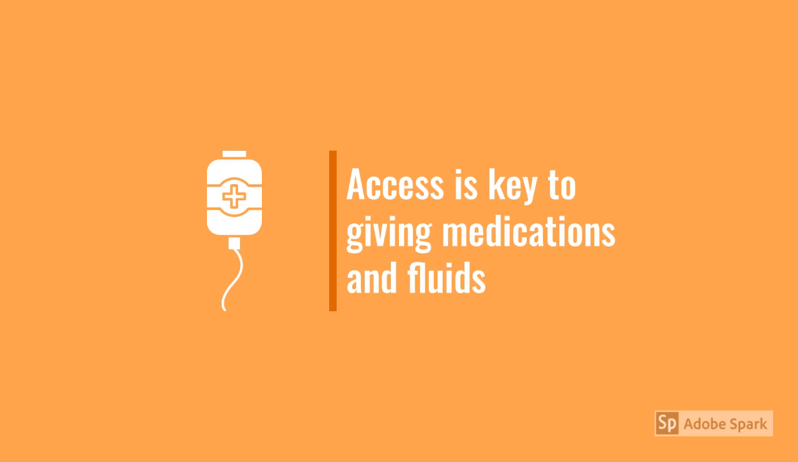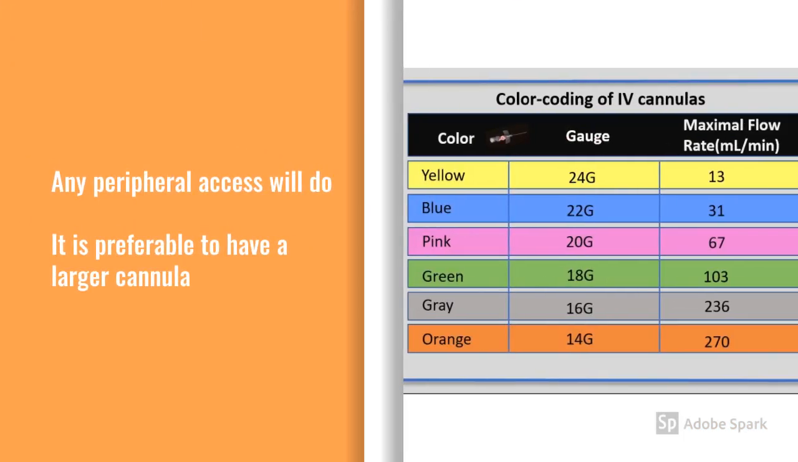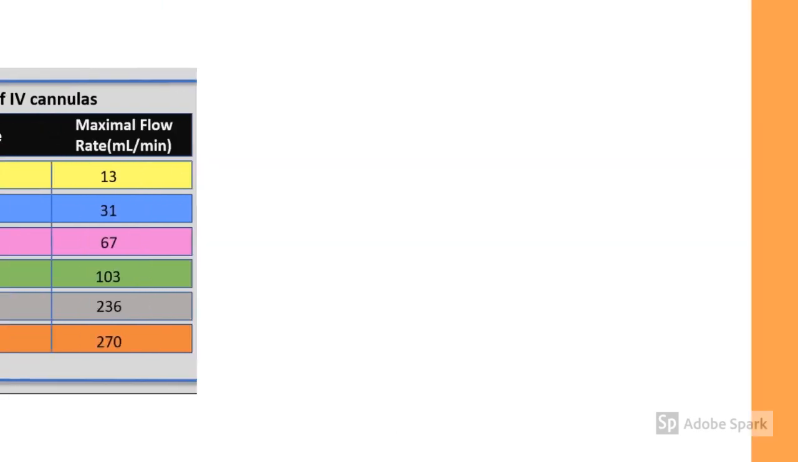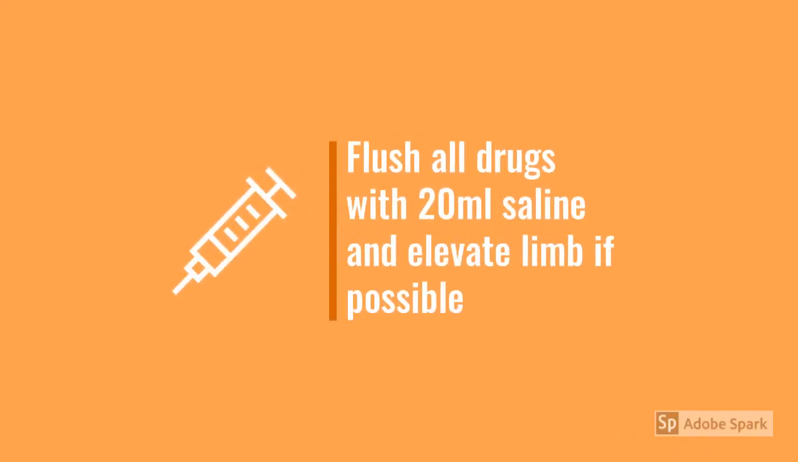When I was training, we always used to say it has to be a green in an arrest. I think that's gone out, because actually it doesn't have to be a green. Any access will do. These patients are shut down, you're going to struggle to get a really big line in. Make sure that you're flushing all your drugs with 20 mils of saline is another key bit. And if you're in an arm, certainly elevate the limb as best you can, just to ensure that you get good flow into the heart.